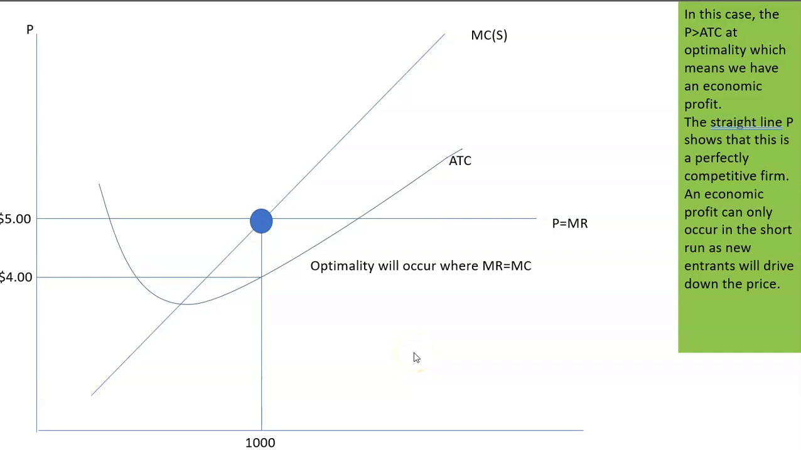Now, for a perfectly competitive firm or a monopolistically competitive firm, this can happen in the short run, but it cannot happen in the long run. The reason being that it's really easy for firms to get in the market. Other folks are going to see these profits and enter the market.